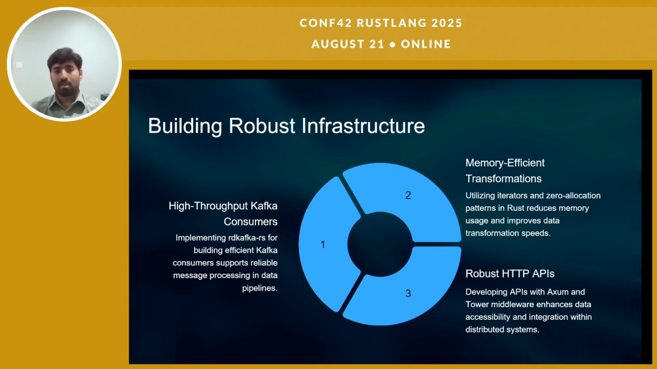All of these pieces, Kafka consumers, efficient transformation, and strong APIs, work together to create an infrastructure that isn't just fast, but also resilient and scalable for long term growth.